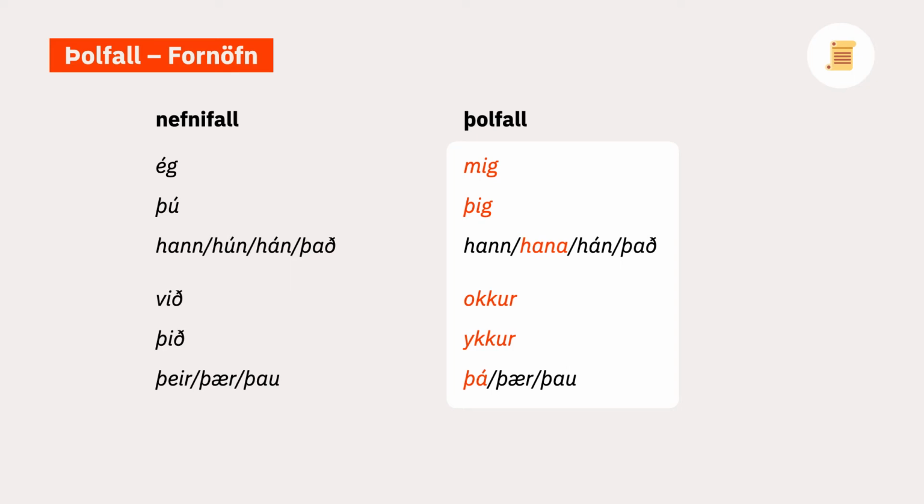Some pronouns are actually the same in the nominative and accusative. Those ones are shown here in black. Most notable of those are the neuter singular hán and það, and the feminine and neuter plural þær and þau. This is a pattern that we will see again in the nouns, so the neuter singular being the same in the nominative and accusative, and the feminine and neuter plural being the same in the nominative and accusative.